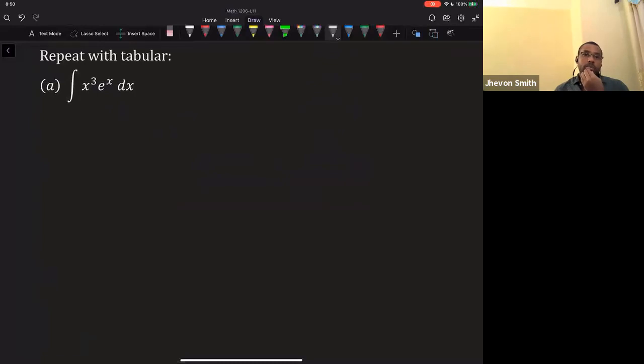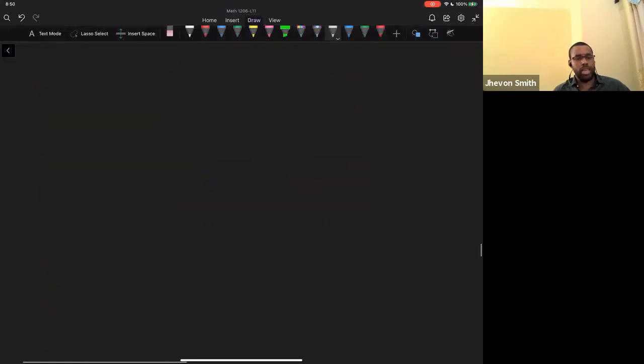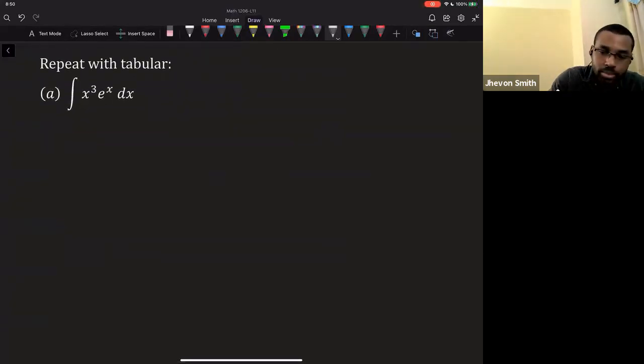So here, what I'm going to do is repeat a bunch of situations with tabular integration, like x cubed e to the x, x squared ln x. Everything that we've done before can still work with tabular integration because it's really just a generalization of integration by parts, just streamlined. So what you can do here is build a table.